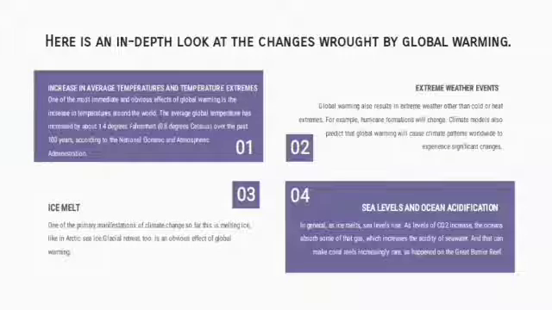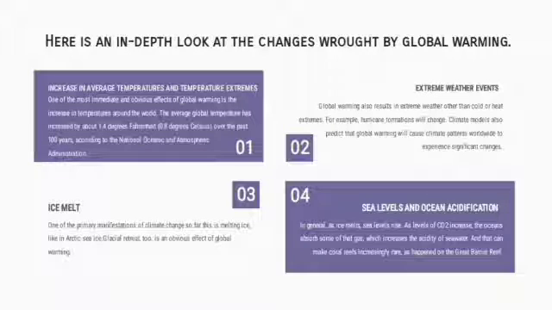1. Increasing average temperatures and temperature extremes. One of the most immediate and obvious effects of global warming is the increasing temperatures around the world. The average global temperature has increased by about 1.4 degrees Fahrenheit, 0.8 degrees Celsius, over the past 100 years, according to the National Oceanic and Atmospheric Administration.